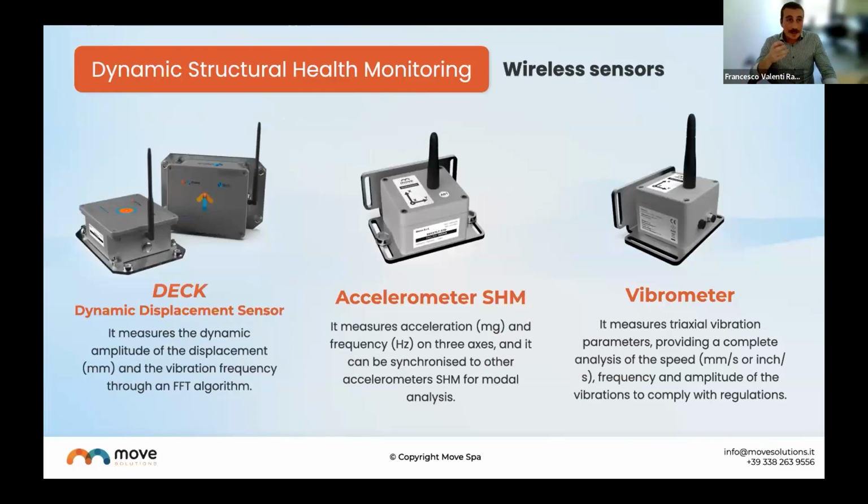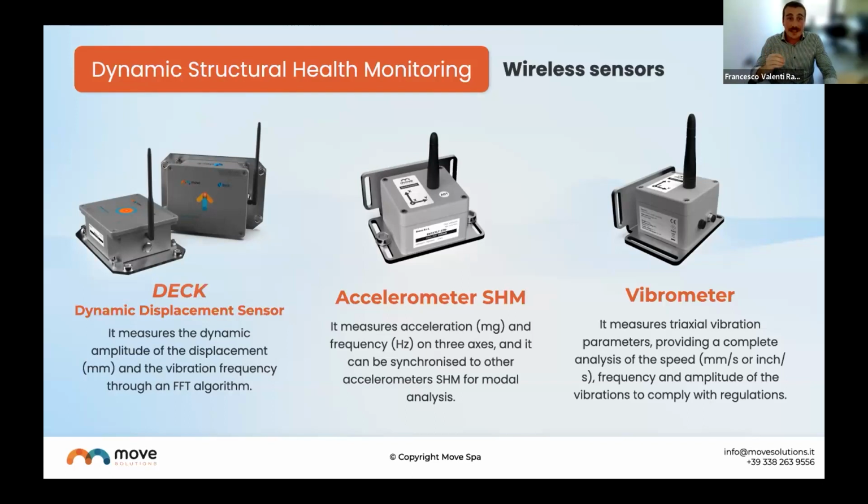When we talk about dynamic structural health monitoring, we are talking about the DEX sensor, the accelerometer, and the vibrometer. The DEX is our patented sensor, unique in the market, that can measure the dynamic displacement of a surface, the amplitude of the displacement in millimeters of a surface over time. The accelerometer is a triaxial device that can get the acceleration of an event in milli-G and the frequencies of that event on the 3 axes.